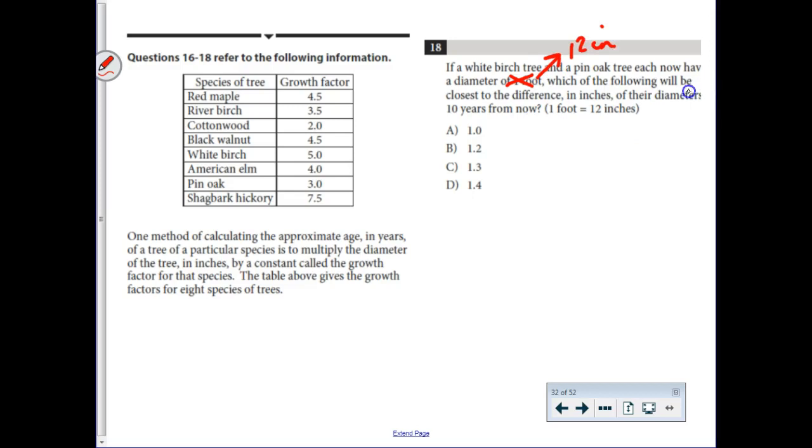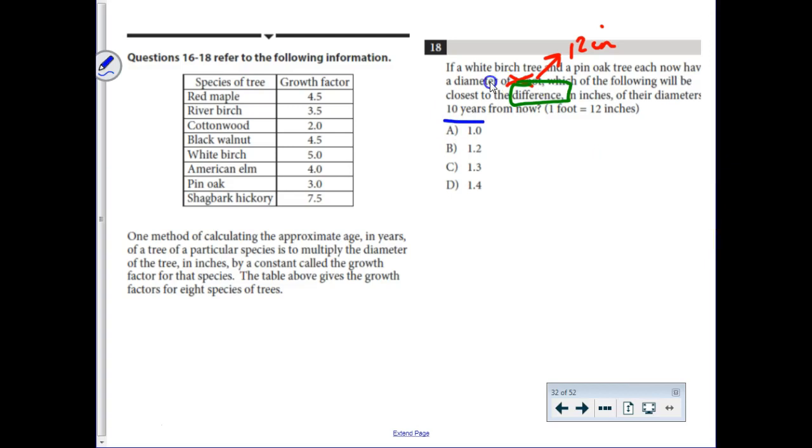Which of the following would be the closest to the... we talked about this a lot in the morning, and then in Algebra 2 we talked about it a lot too, guys. Anytime the word difference shows up, circle it, box it in, because you have to find the difference at the end of this problem, so remember that you have to find the difference of their diameters 10 years from now.